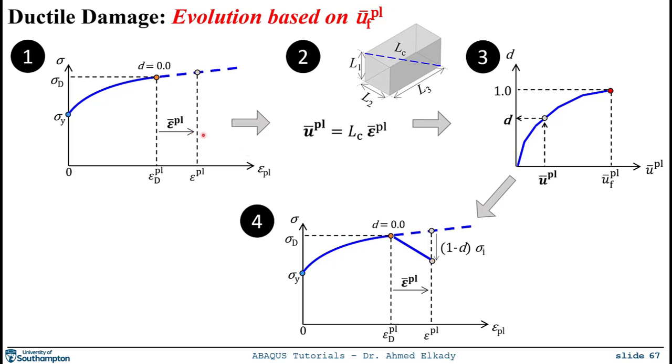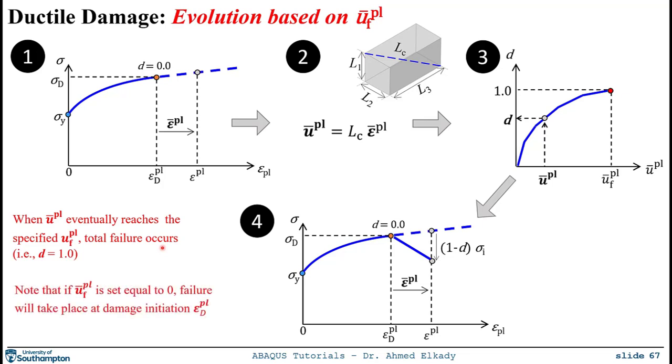So the same process keeps repeating with increasing plastic strain. Eventually, this plastic displacement is going to reach the plastic failure displacement that you already defined as part of your damage evolution definition. And at this point, the damage parameter is equal to 1, and then you are going to get total failure.